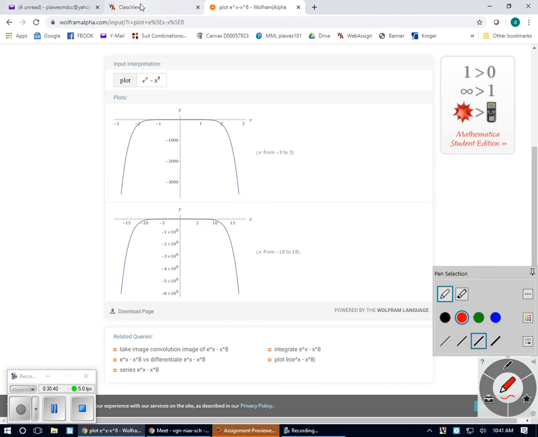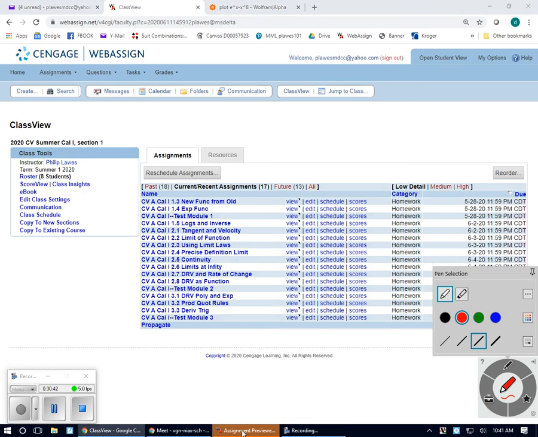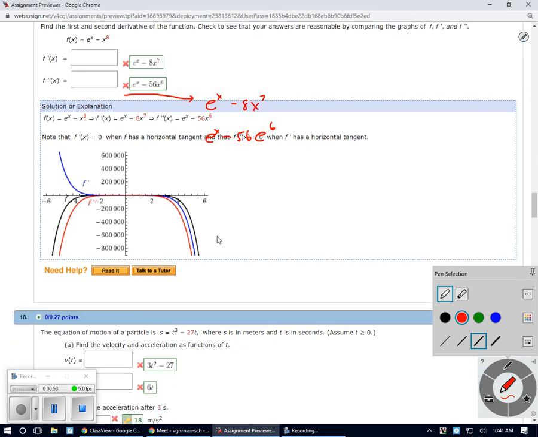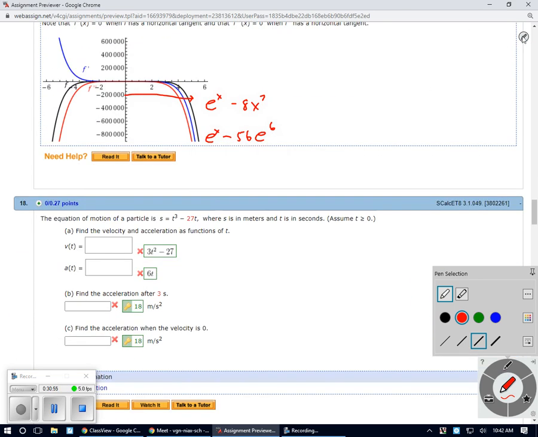I don't like that question. Note that when the prime is run, it has a horizontal tangent line. Well, we can't see that. It's so small, you can't see that. But anyway, they didn't ask any questions about that, so we're in good shape.